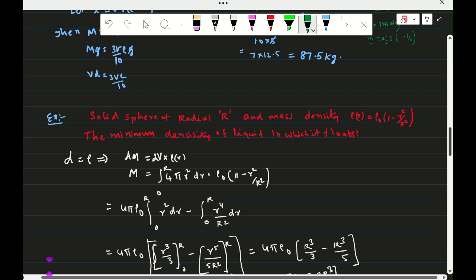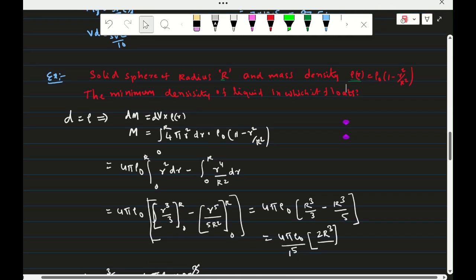Now here, there is one solid sphere of radius R, and the mass density is changing: rho of r is equal to rho naught into (1 minus r square by R square). This is changing from point to point, from small r to capital R. So the density of the sphere is changing from point to point. Now it is asking for the minimum density of the liquid in which it will float. The solid sphere is floating in a liquid, so how much should the density of that liquid be to float it? They are asking for the density.